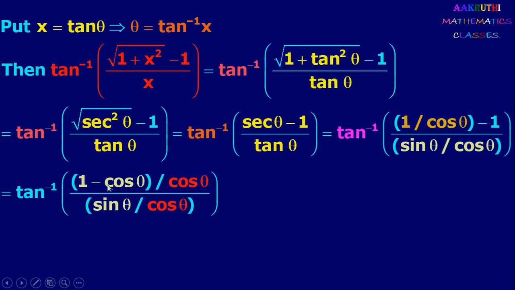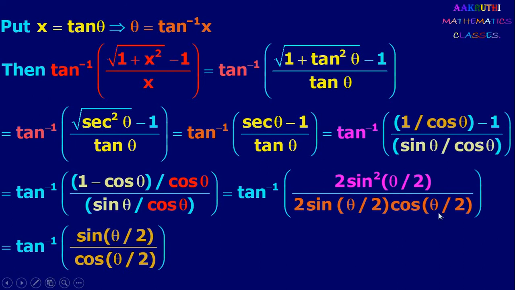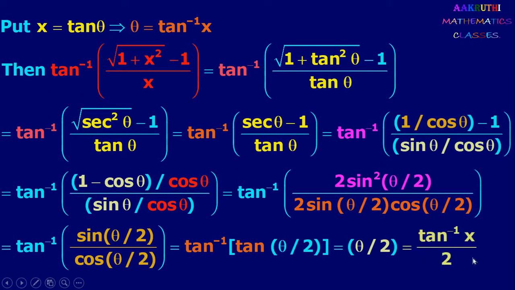And here we have the formula 1 minus cos theta is 2 sin square theta by 2 and sin theta can be written as 2 sin theta by 2 cos theta by 2. Again here 2 cancel, sin theta by 2 cancel, remaining is sin theta by 2 divided by cos theta by 2. Tan inverse of (sin theta by 2 by cos theta by 2) is tan inverse tan theta by 2. Tan inverse tan cancel, remaining is theta by 2 and theta value is tan inverse x. So it is tan inverse x whole divided by 2. So this is the simplified answer.